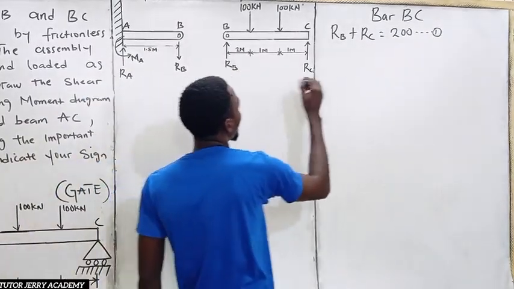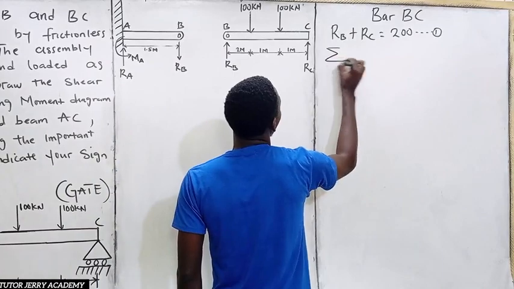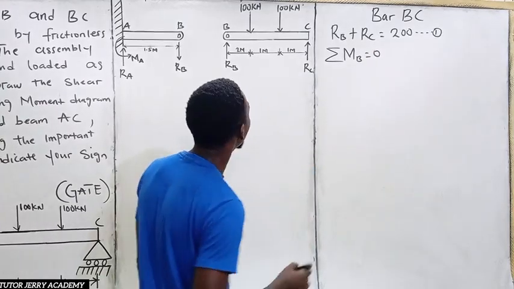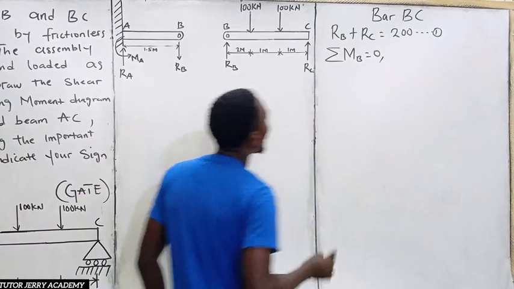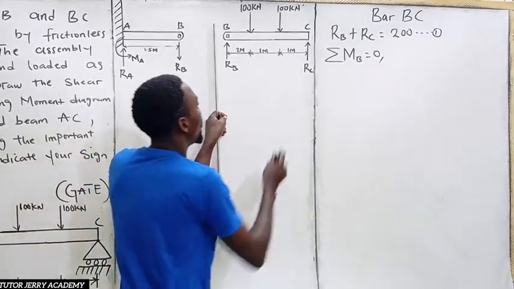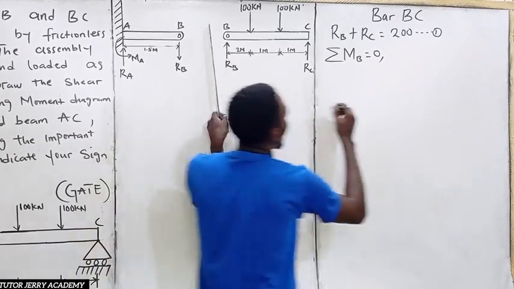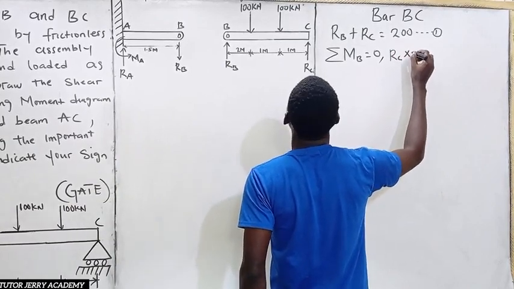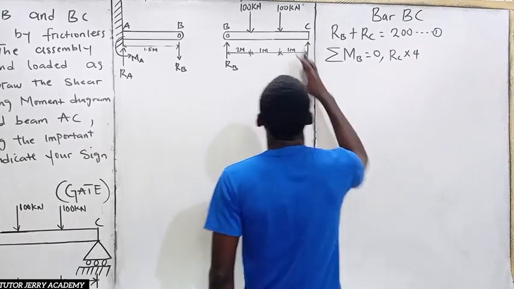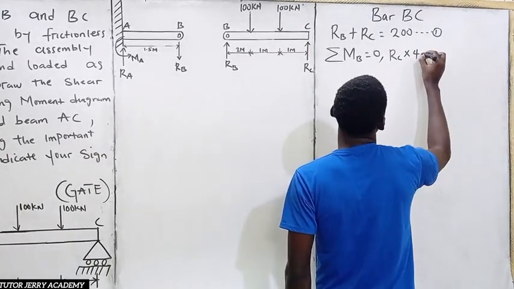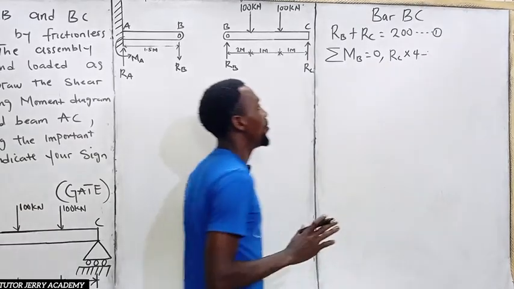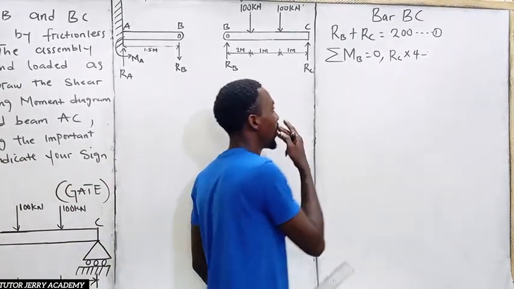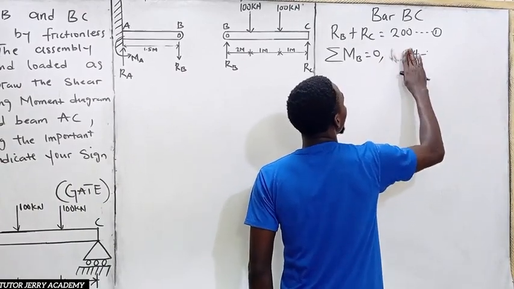If we take moment about point B, the summation of moments about point B will be equal to 0. So if we do that, we stand at this point, and we are going to have RC multiplied by the total distance, RC multiplied by 4, then 100 multiplied by 3 minus 100. Sorry, please. For us to do this, because we are told to clearly indicate our sign convention, let's clean this part.